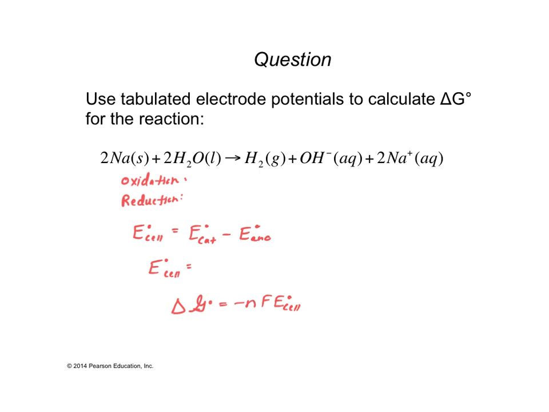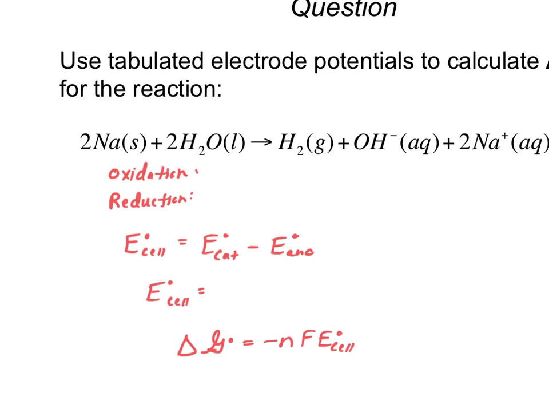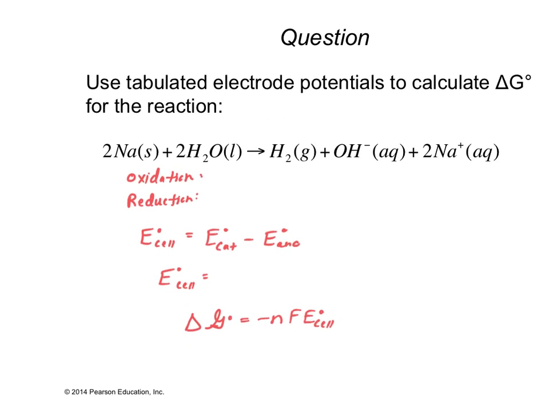Okay, so let's talk about this one because we do need to get to the end of this stuff. Some of the problems you may encounter: it's hard to find that reduction half reaction, the water going to hydroxide and hydrogen. It's on there, but you have to look for it. So in this one, we have sodium being oxidized, right? We go from a 0 oxidation state to a +1. So our oxidation half reaction is Na solid going to sodium +1 plus an electron. That's what you're going to find in the table.